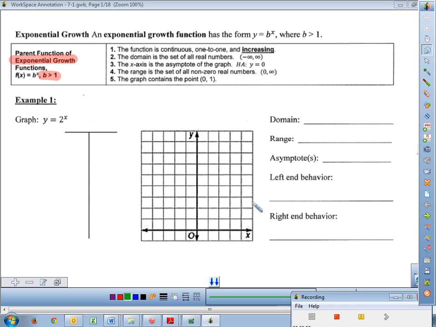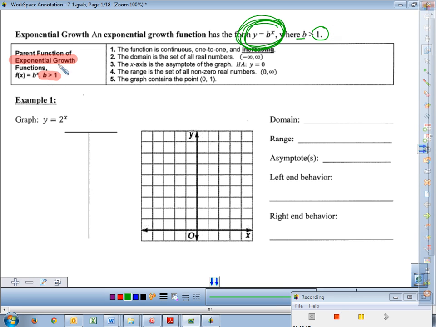All right, this is 7-1 in Advanced Algebra 2. Today we're talking about exponential growth and exponential decay. Exponential growth or decay functions are in this generic form: y equals b to the x, where b stands for your base. In an exponential growth problem, the base will be greater than 1 every single time.